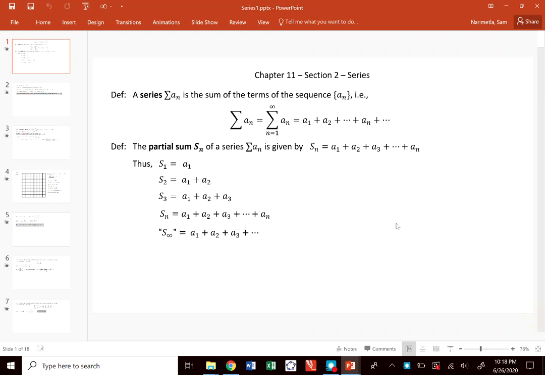Let's look at chapter 11 section 2, which is about series. In section 1 we looked at sequences. Now we are graduating to what are called series.